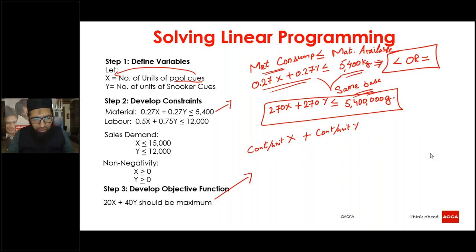For all the variables, which were material, labor, sales demand, I have made the constraints.